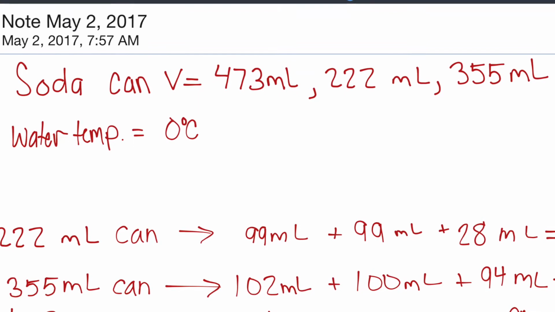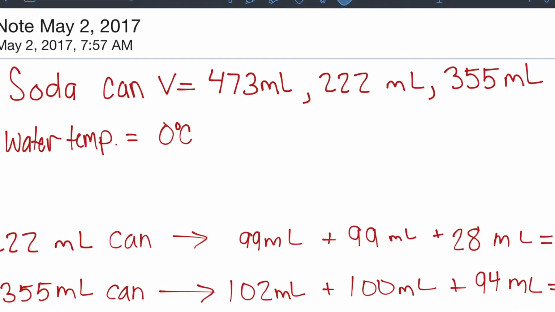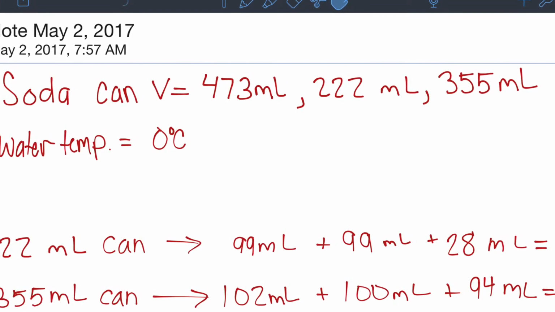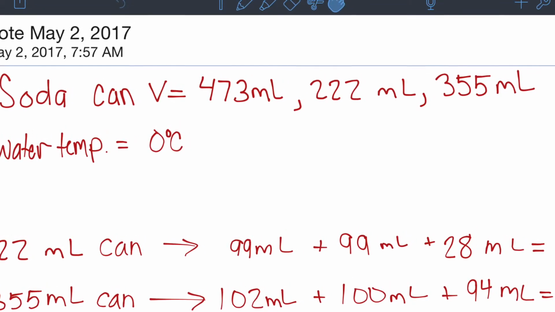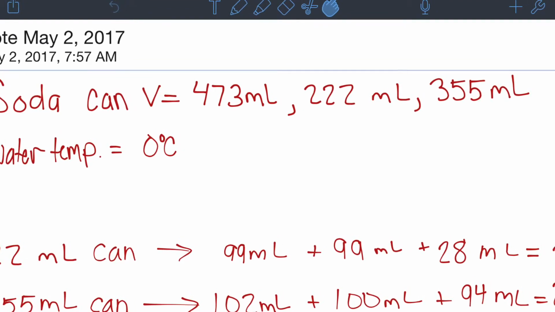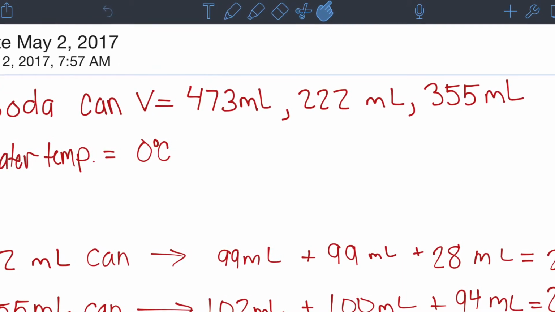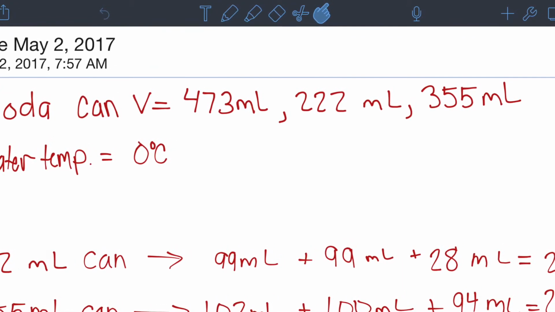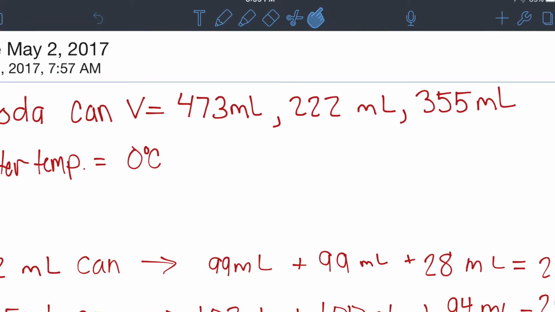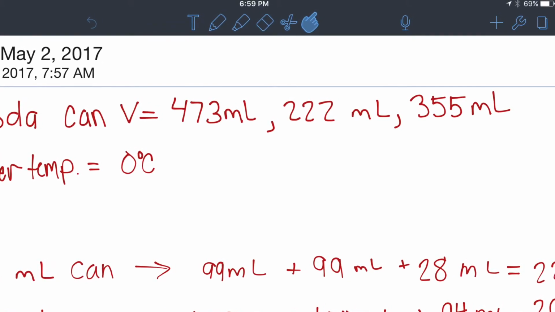Okay, so the soda can with the largest amount of volume in it was 473 milliliters, and that was the orange Kickstart can. And then we went down to the Coca-Cola cans, and there was a medium-sized one, which was 355 milliliters, and then the smallest one was 222 milliliters. And Miss Hernus, you tricked us, and we took the water temperature, and it was around 0 degrees Celsius, when we didn't even need it because we were using Boyle's law, and we weren't using any other law. Thanks.